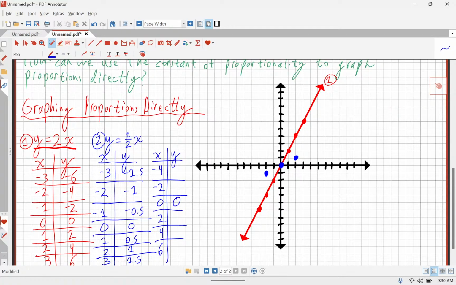I already know 0, 0. I already know -2, -1. I already know 2 and 1. What would those other 3 be, and where would those show up on my graph? Give it a shot and teach!